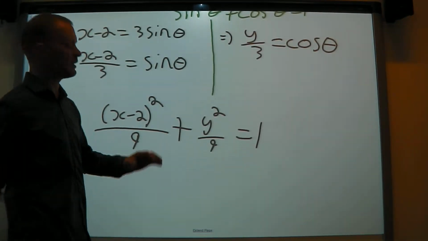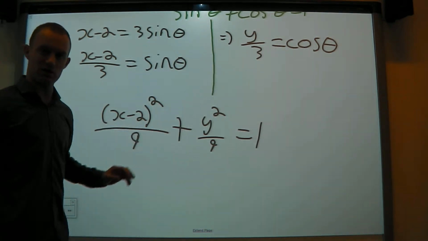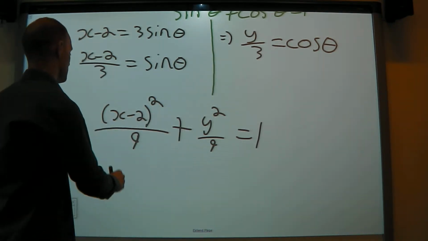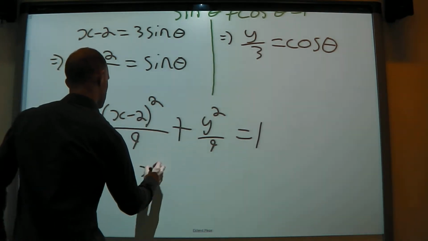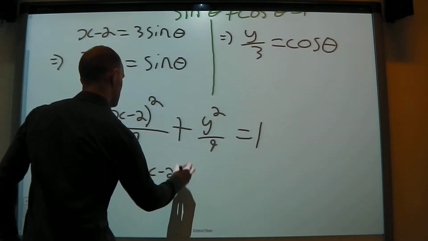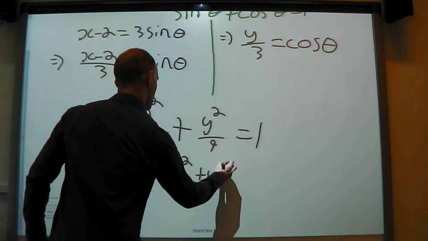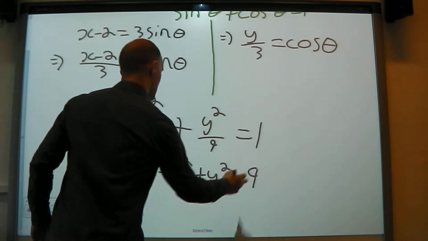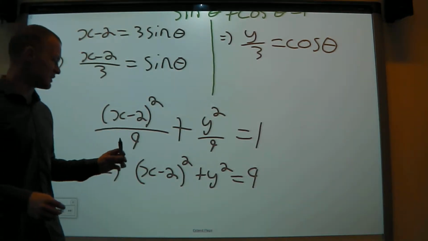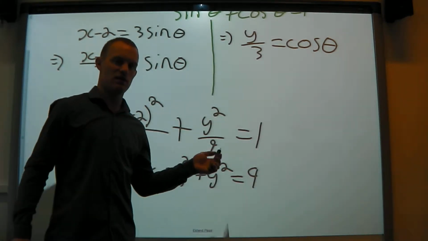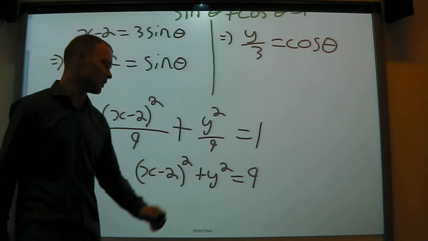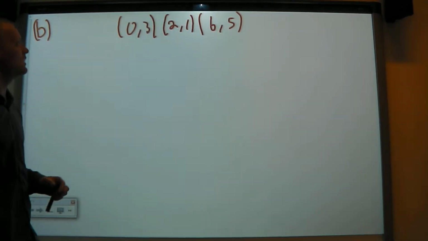So we want to get rid of the denominator, so we multiply every term by 9. So that implies that x minus 2 all squared plus y squared is equal to 9. And that's the equation of the circle with center 2, comma 0 and a radius of 9. So that's very straightforward. On to the next part of the question.